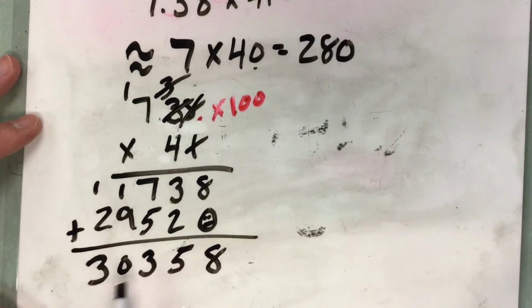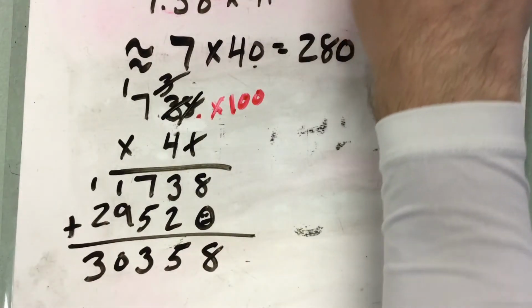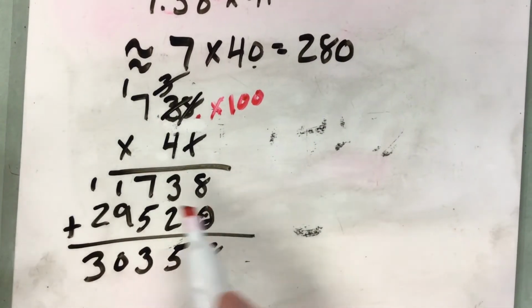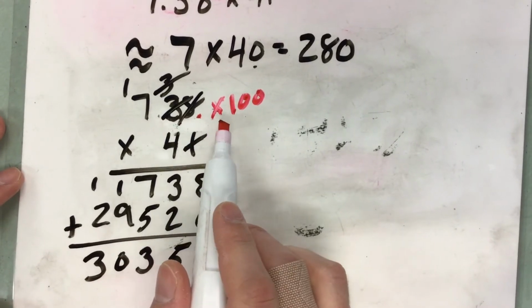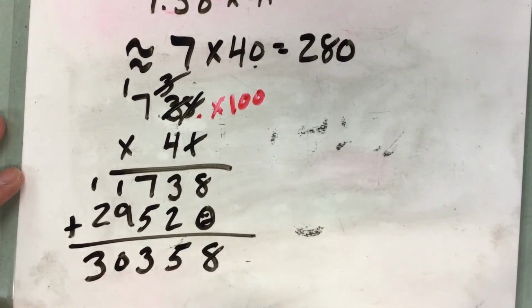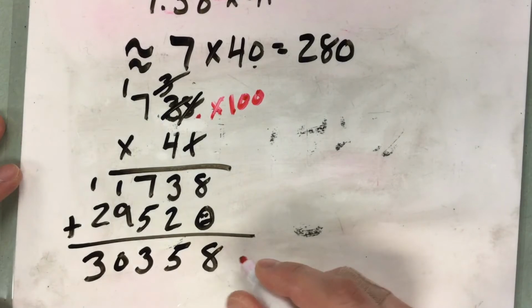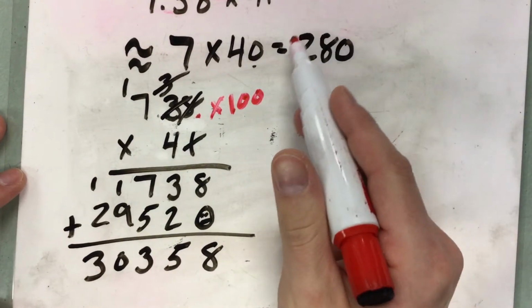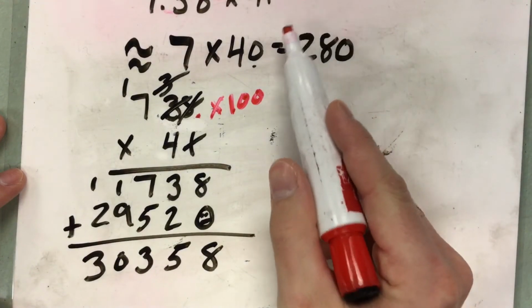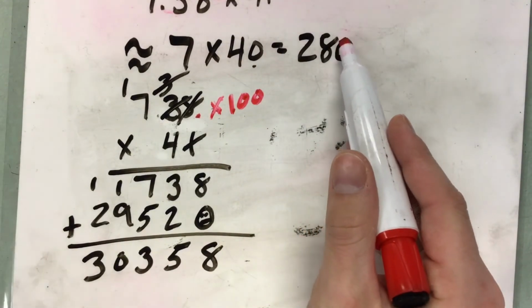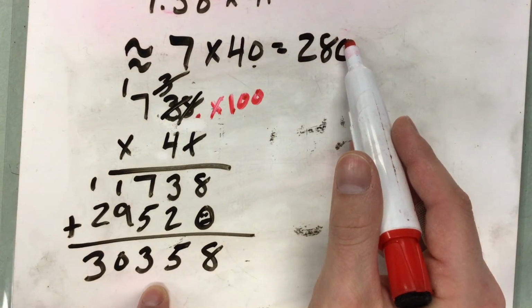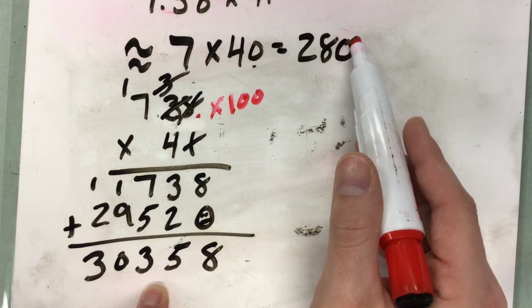All right, so I get 30,358. Now, what I have to remember is that to get this problem into whole number by whole number, I've multiplied by 100. So now I want to do the opposite to get that decimal back where it should be. One thing I can do is look at my estimate, and I could say that my answer should be around 280. So where would I need to put my decimal to make this be about 280?